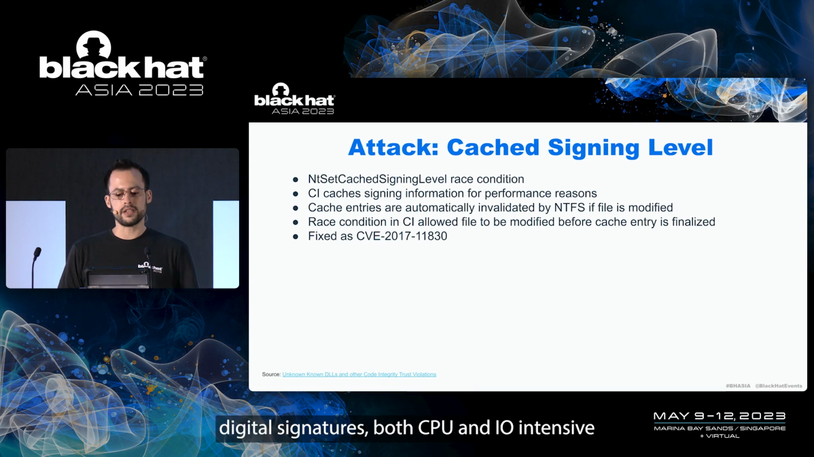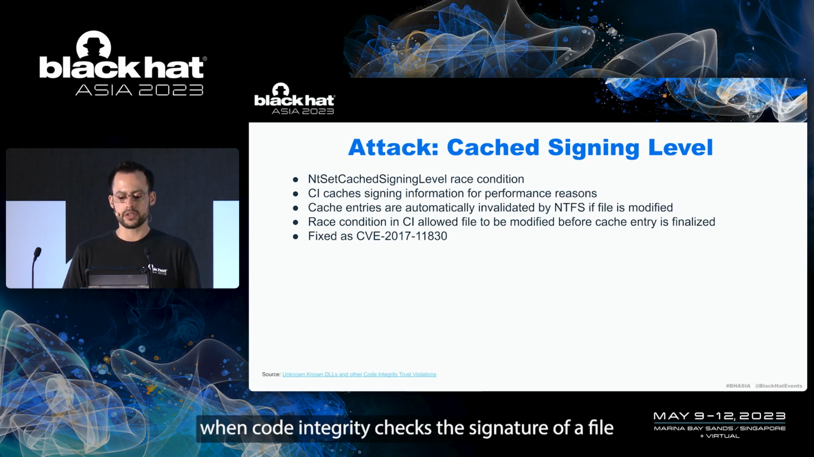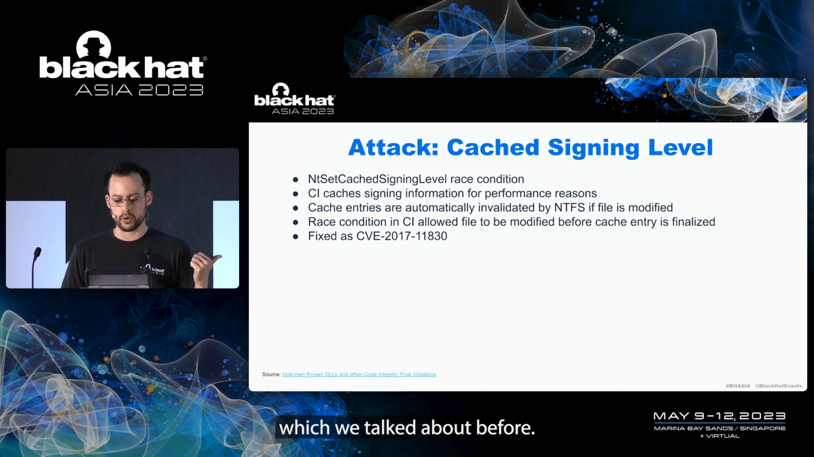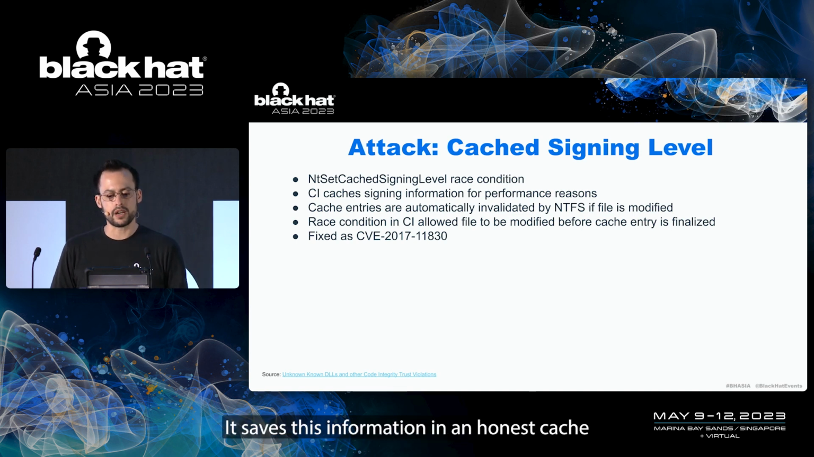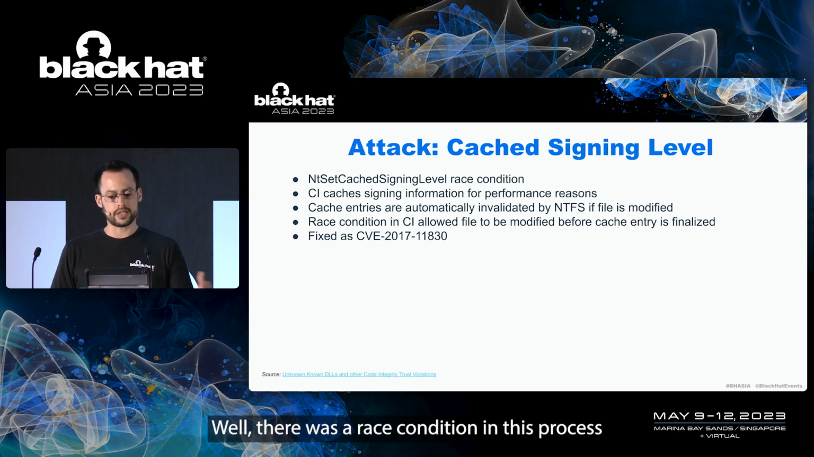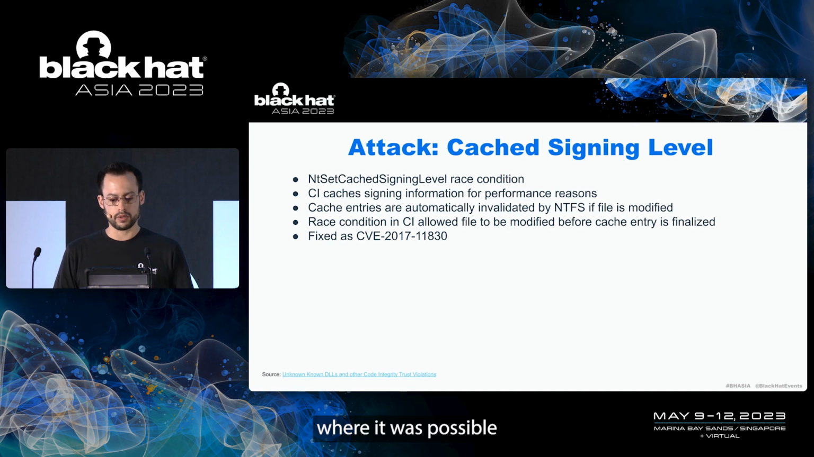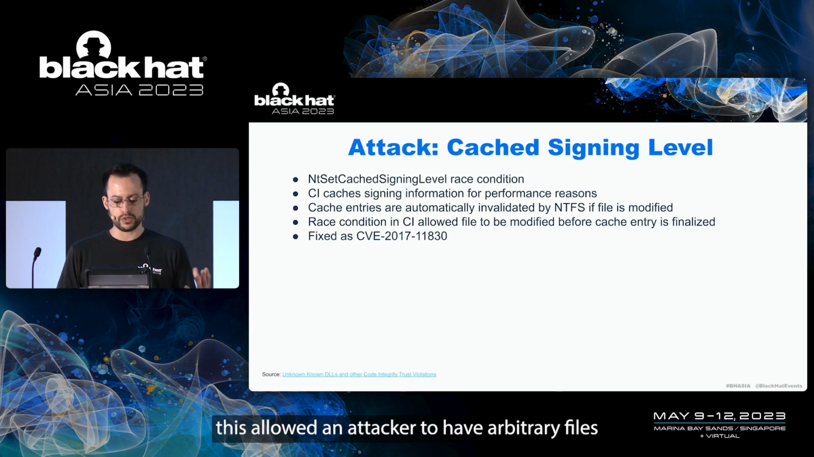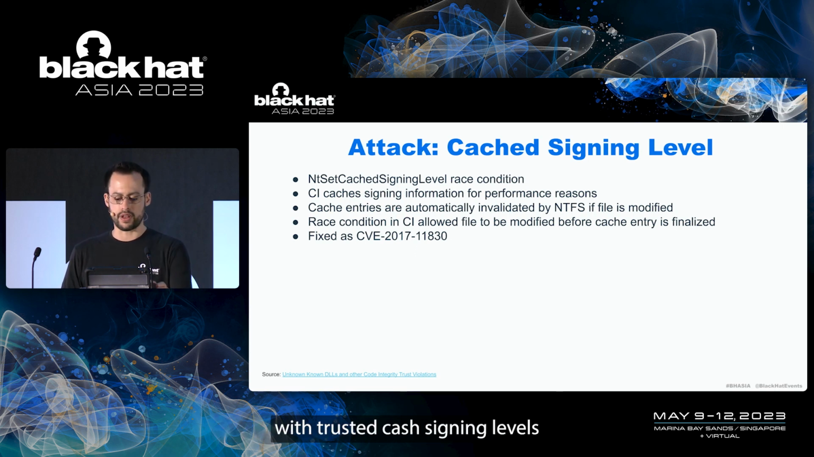So the process of checking a digital signature is both CPU and I/O intensive. When code integrity checks the signature of a file and finds those signing level OIDs we talked about before, it saves this information in an on-disk cache to avoid having to do it again in the future. Well, there was a race condition in this process where it was possible to modify the file after it's verified, but before the cache entry was written. This allowed an attacker to have arbitrary files with trusted cache signing levels.